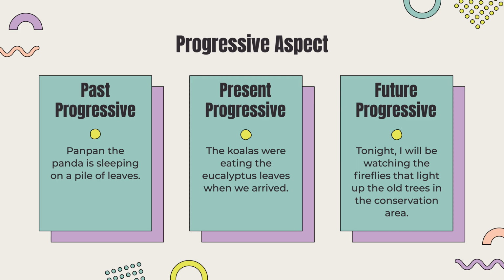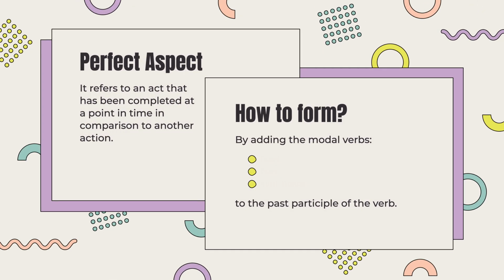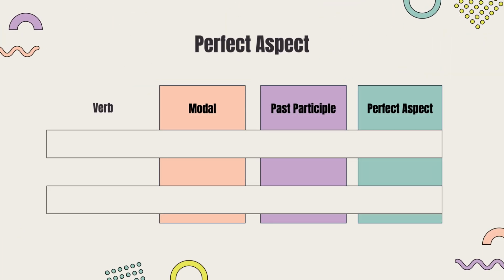In contrast to the progressive tense, the perfect aspect or perfect tense refers to an act that has been completed at a point in time in comparison to another action. Perfect tenses of verbs are formed by adding the modal auxiliaries has, had, or will have to the past participle of the verb. Take a look at the chart for examples on how to form the perfect aspect.